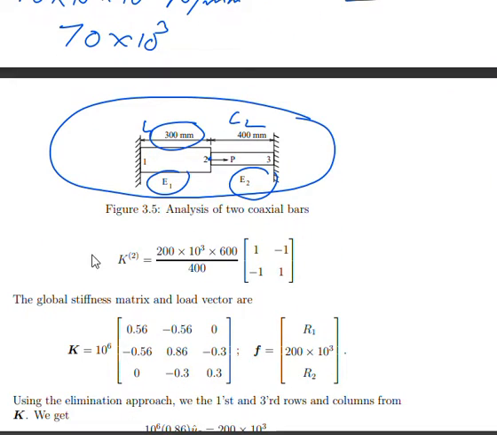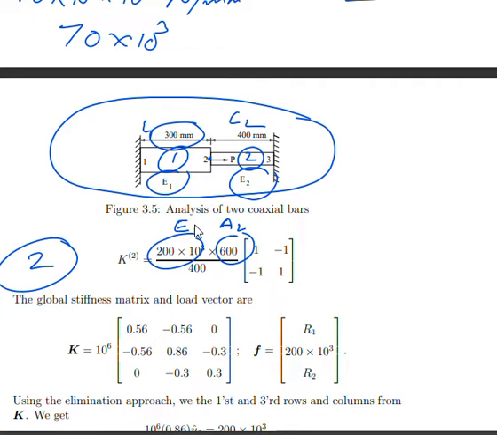Again, this is for element 2. As I told, this is element 1, this is element 2. For element 2, this is A2 and this is E2. Again it has been converted, and this is L2. The L2 value is 400. So finally you get equation number 2.